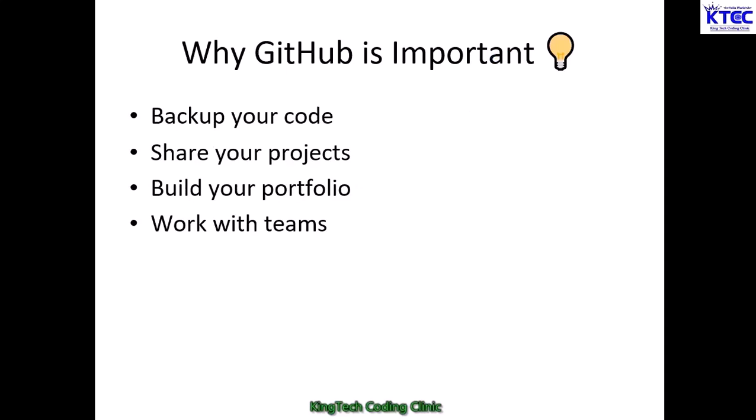So why is GitHub so important? Basically, it has a backup of your code. If you share code over there and something happens to your local PC, you still have it on GitHub. You can also easily share your project. Let's say you build a system and you have it on GitHub. You can just share the link and then others can have access to it. You can also build your portfolio based on projects you've already built. You can share the links with your employers, and they can follow the links and see what you've done so far. And also, you can work with a team of developers collaboratively on GitHub.